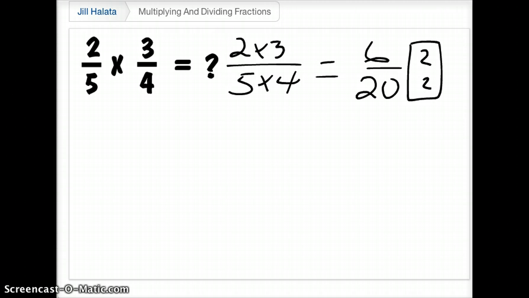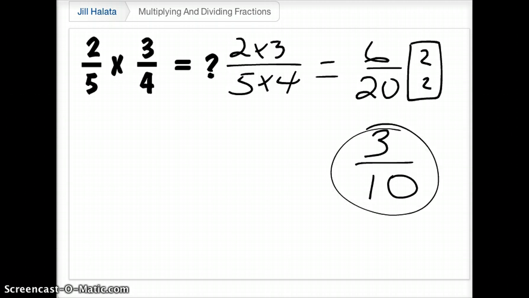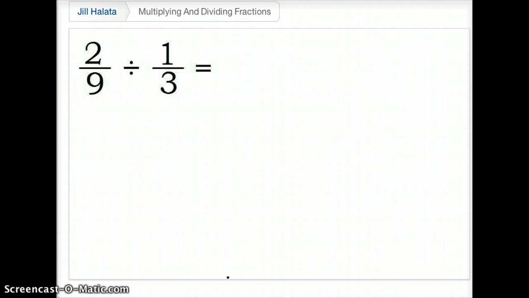Remember that magic number 1? I can divide them both by 2, and so it gives me 3 tenths. And it's now in simplest form, so my answer is 3 tenths. It's that simple. Let's look at division.